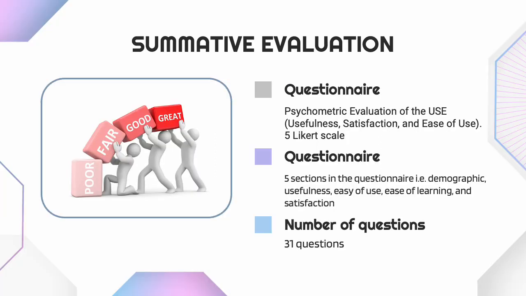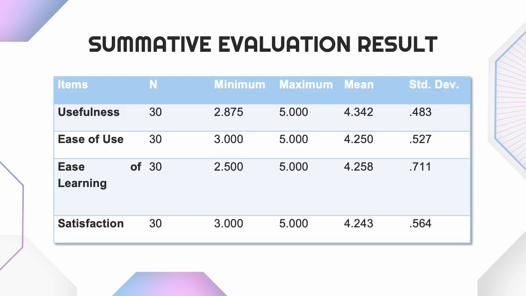And for the summative evaluation, what we did is that we used a questionnaire. We call it the Questionnaire for User Interface Satisfaction, or rather usefulness, satisfaction, and ease of use. This questionnaire has 5 sections and 31 questions, and we distributed it to 30 respondents. And this is the result that we got from our summative evaluation.